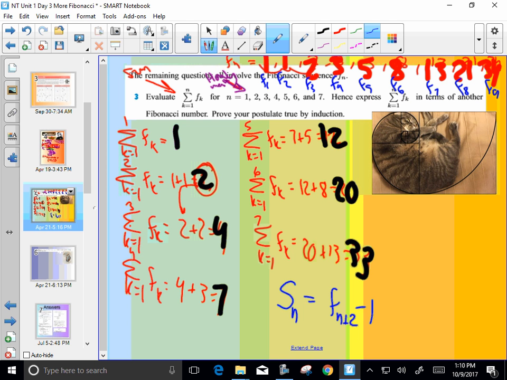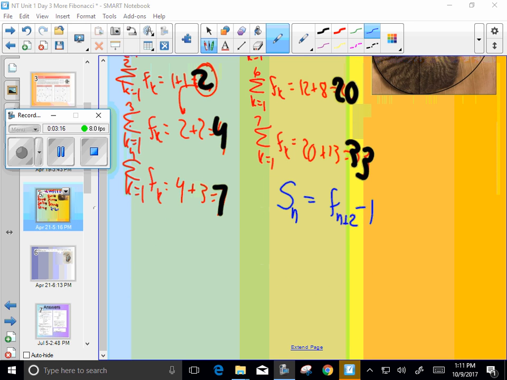Hence, express in terms of the Fibonacci number, we did it. Hooray! Are we done? Now, what do we have to do now? Prove it using strong induction. So let's do it. We can handle it, I think.